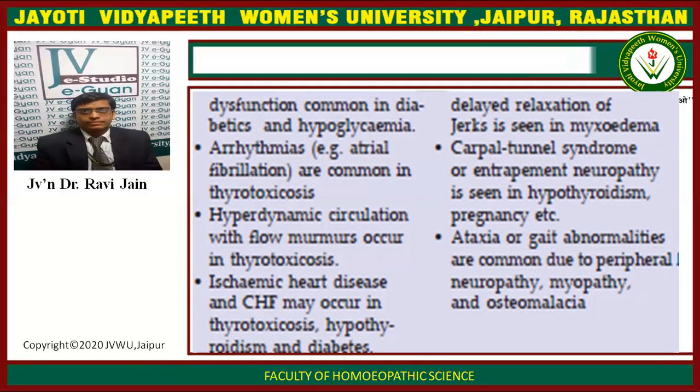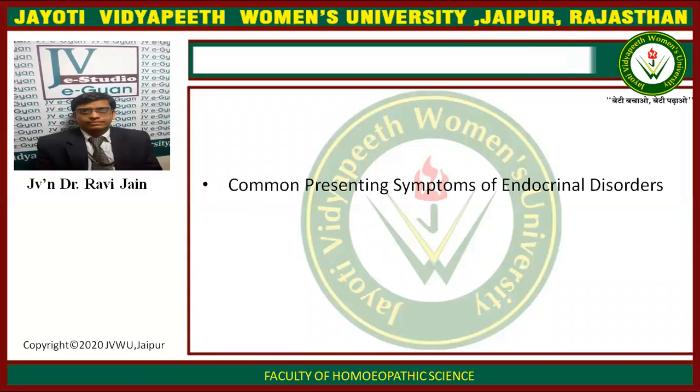So these are the common symptoms in CVS and nervous system with which the patient can come to you, and you can reach a probable diagnosis of the complaints, especially related to the endocrine system. So this was all for today. In the next lecture, we are going to discuss the common presenting symptoms of endocrine disease.